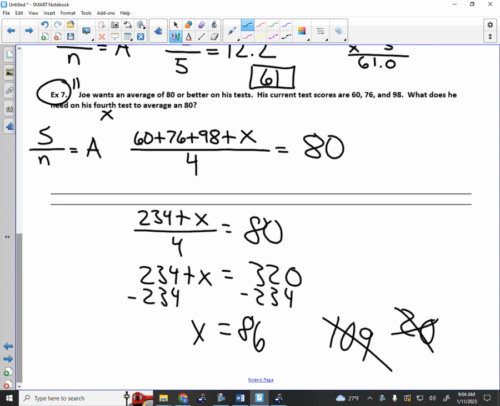Now, this is on your homework. It's also on your study guide, and it'll be on your test. So you do have 2 opportunities to practice it here. We want to make sure that you can get that.